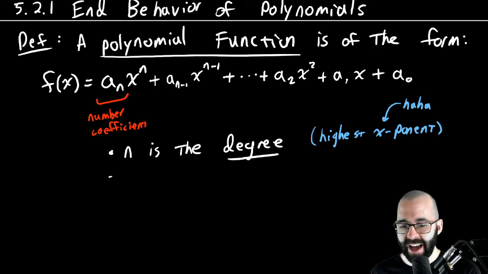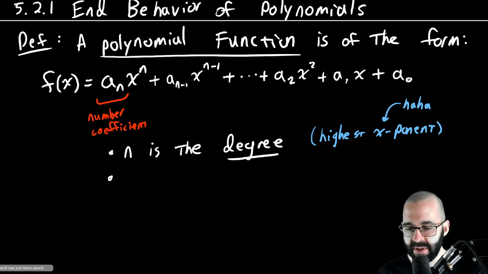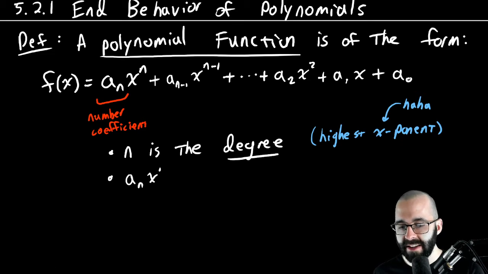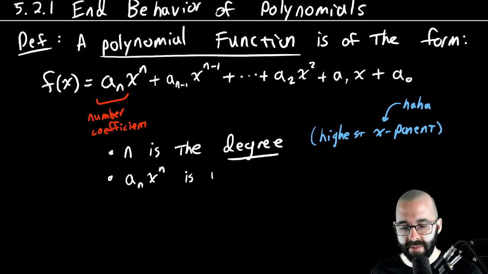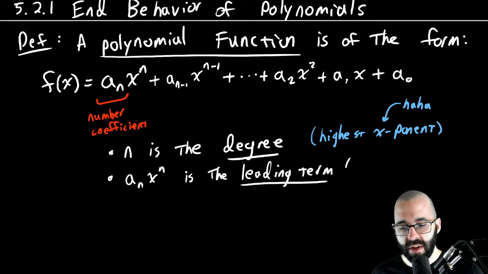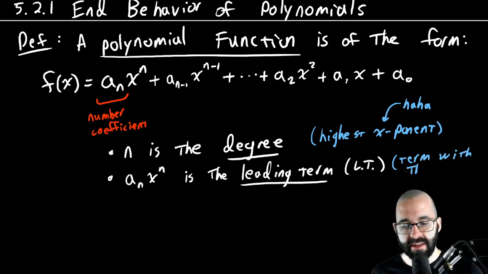All right, that's what n is. N is known as the degree. So a sub n, x to the n, the term that has that highest power is known as the leading term. And a lot of times in this section, I'm going to abbreviate this LT. And again, this is the term with that highest exponent.